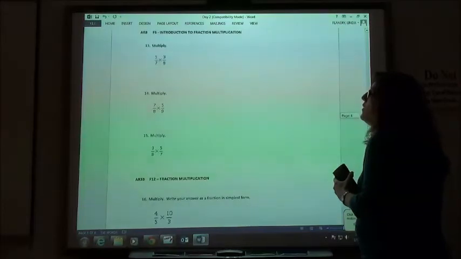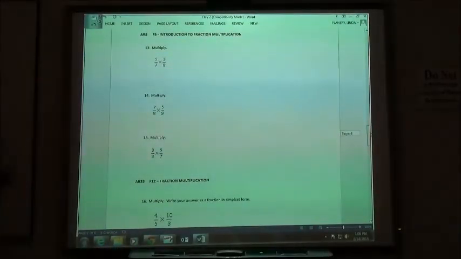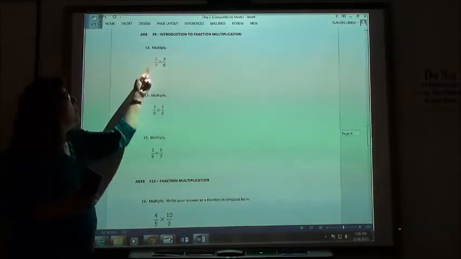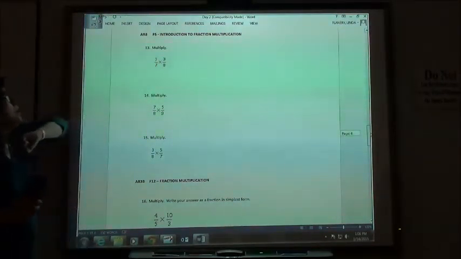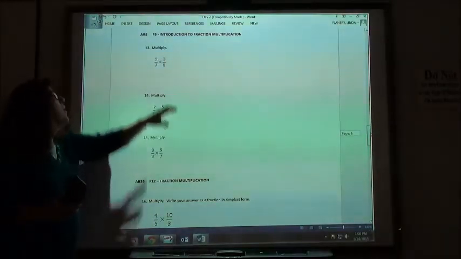So on fraction multiplication now, if I could reduce, I would, but in these ones where they're starting out here, they're not going to have any reducing yet. We'll get to somewhere we can reduce.